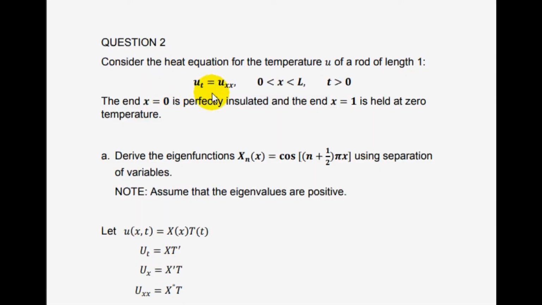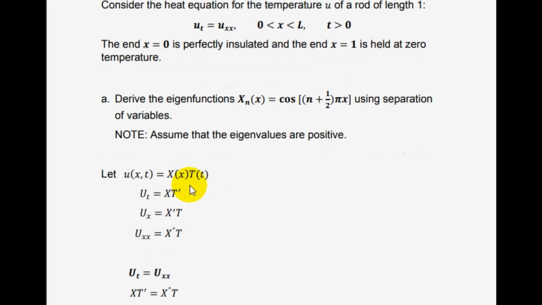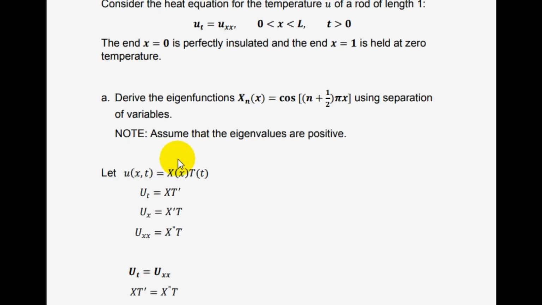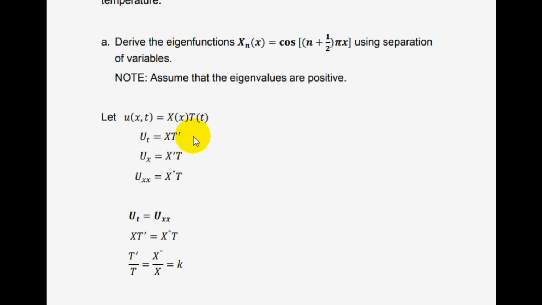Question 2, after the information given, asks us to derive the eigenfunction X_n(x) equal to cos of (n plus 1 over 2) pi x using separation of variables. Also note that we assume the eigenvalues are positive. First of all, we let u(x,t) equal X(x) T(t).